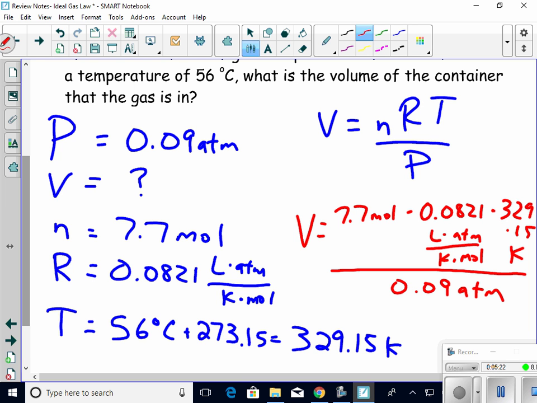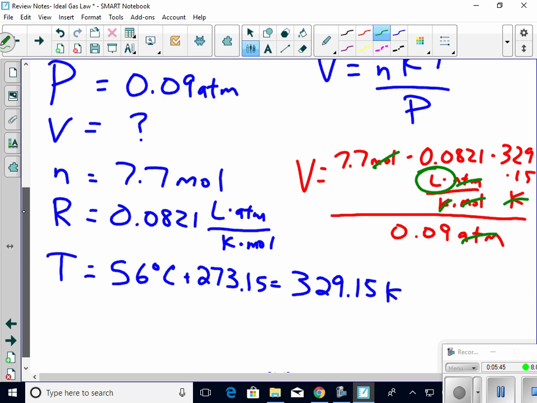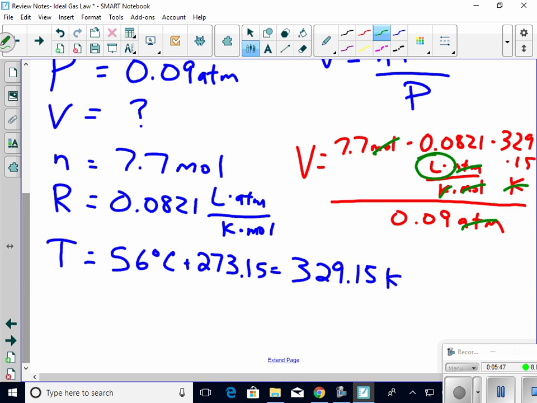Now, it's a little tougher to see, but as I'm doing my cancellation, moles on top, moles on bottom, that'll cancel. Atmospheres on top, atmospheres on bottom. Kelvin on top, Kelvin on bottom. So I'm stuck with a label of L, which should be my label for volume. It is, liters.